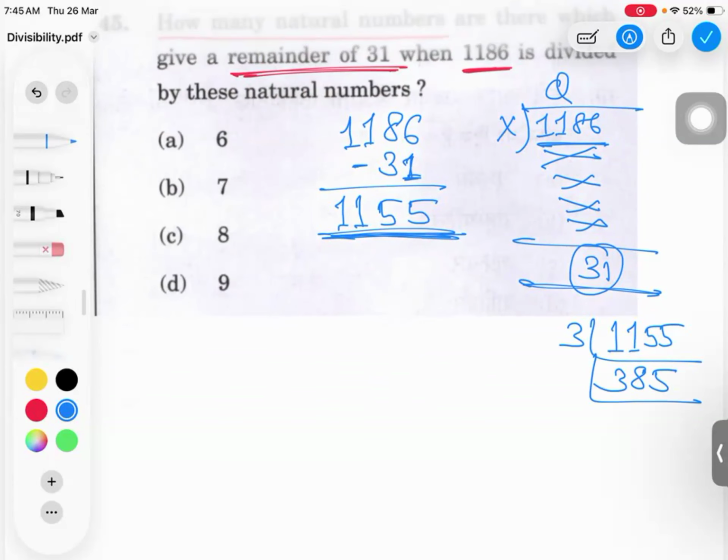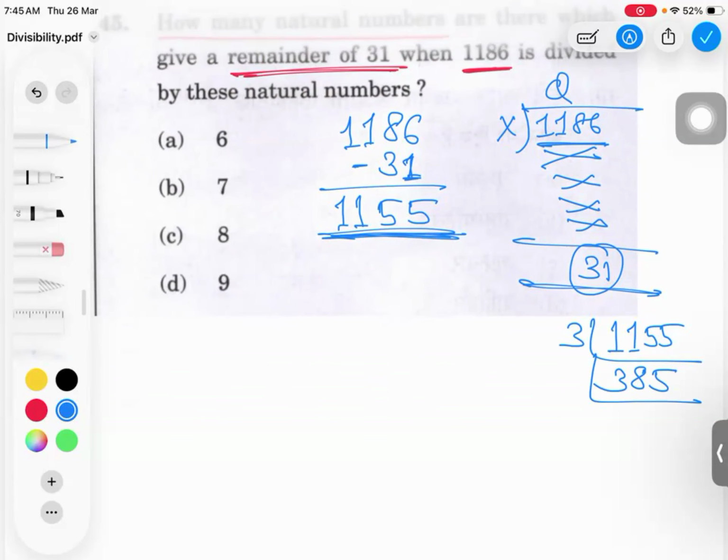385, I guess. 8, 5, 13, 3, 16. So it will not be divisible by 3. So we will go with 5. With 5, this is 5 times 7 is 35. Then again 35, 7 times. And this is divisible by 7, then 11 times, and 11 is a prime number in itself.